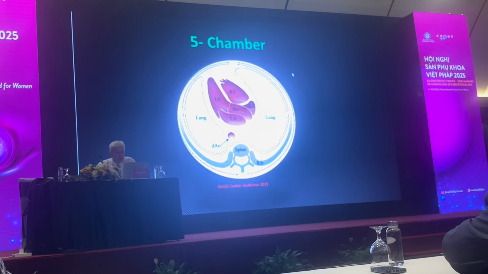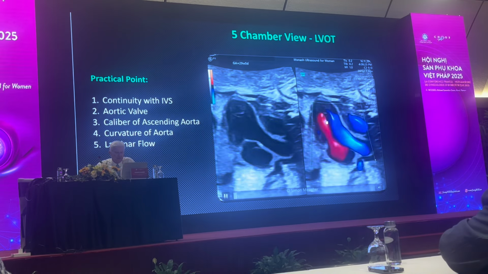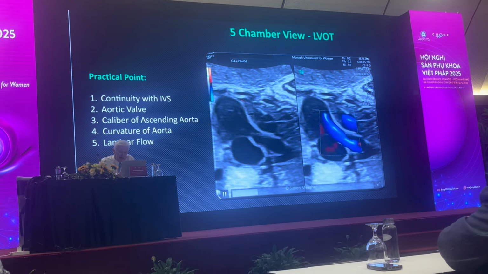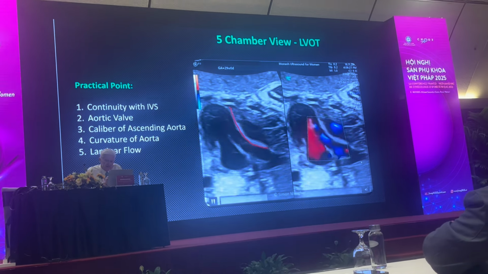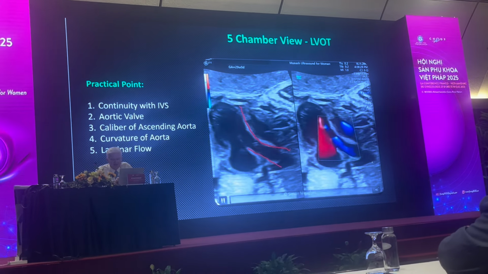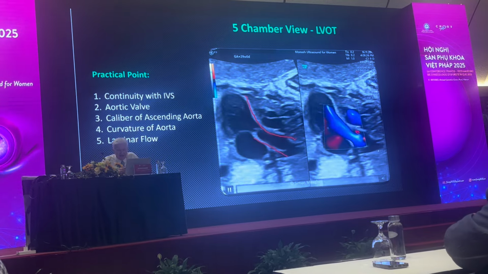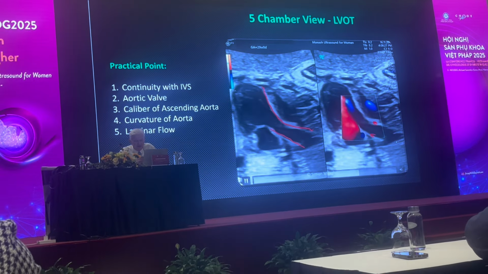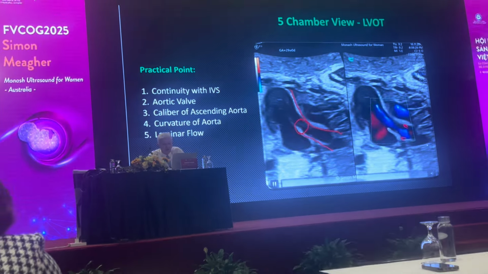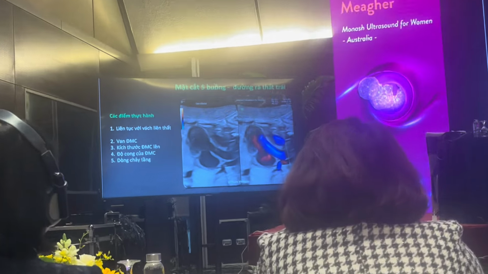Next is what are the abnormalities that you will see in a five-chamber view. Normally, you see the interventricular septum is continuous with the aorta. Two, you look at the caliber of the aorta. And three, you look at the aortic valve to make sure it disappears.